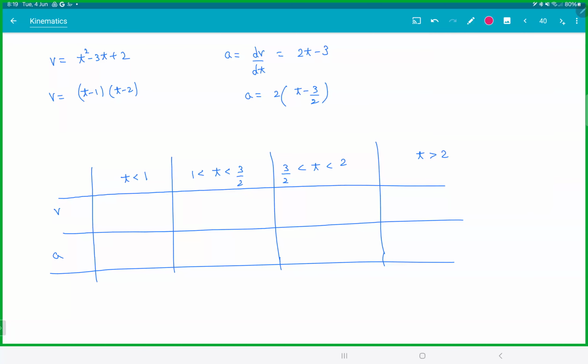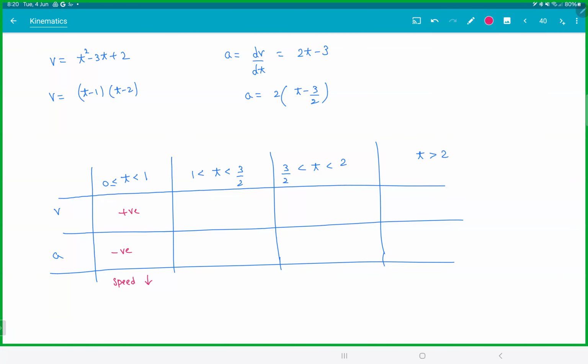Now have a look at this. If t is less than 1, both are negative, which means velocity is positive. Are you getting what I'm doing? If t is less than 1, acceleration is negative. Velocity positive and acceleration negative means what is happening? Speed is decreasing. This is speeding down. So for time from 0 to 1, the particle is speeding down.